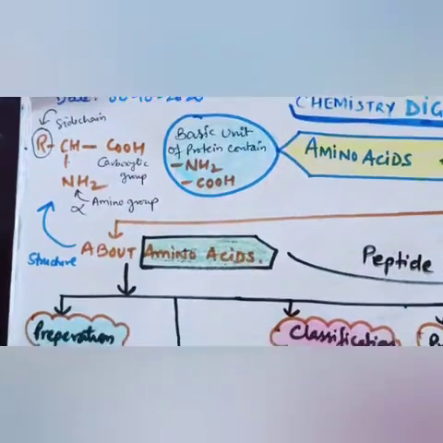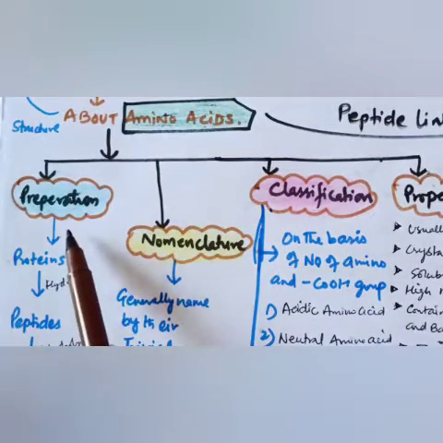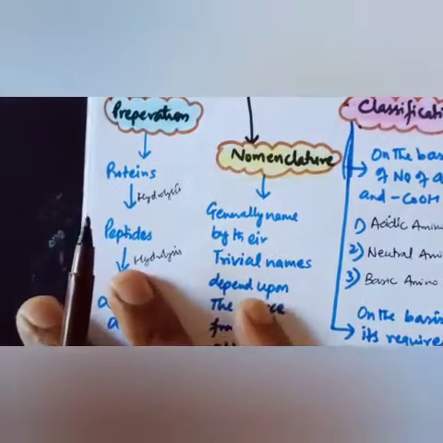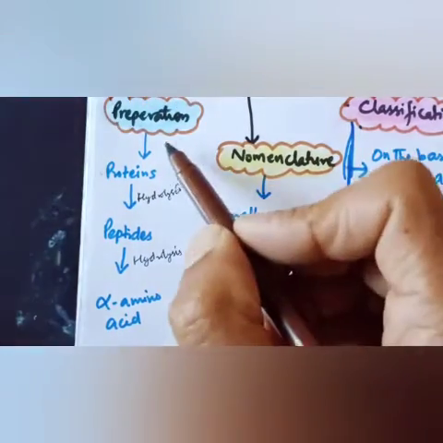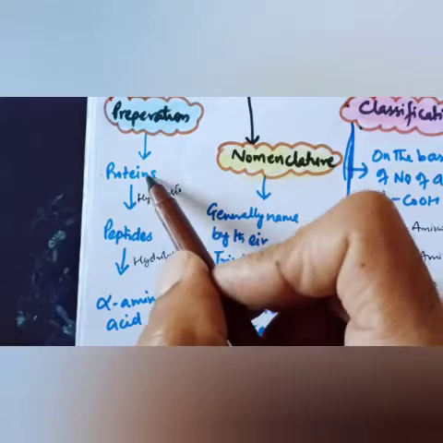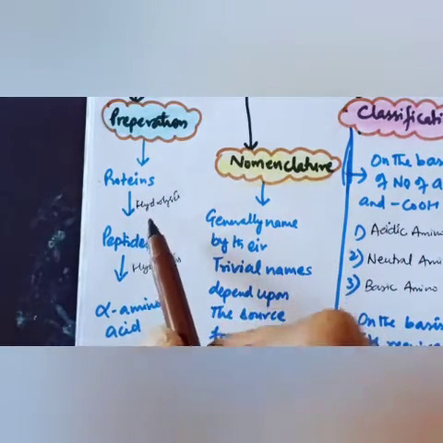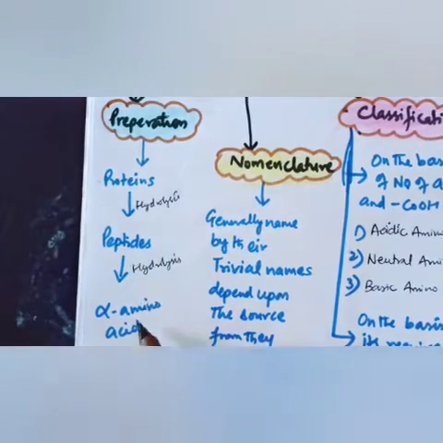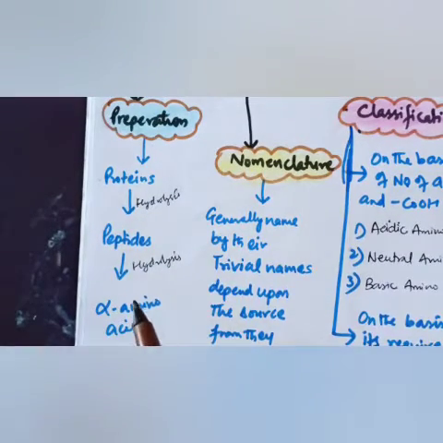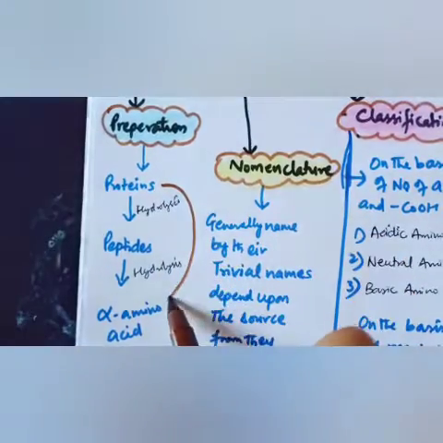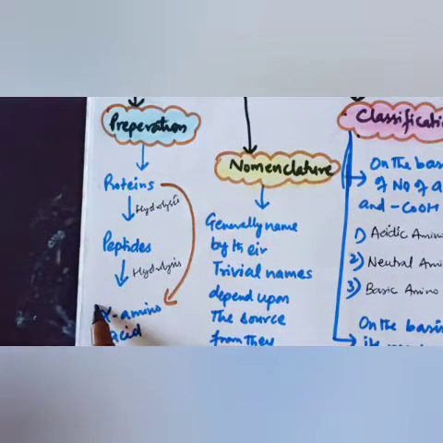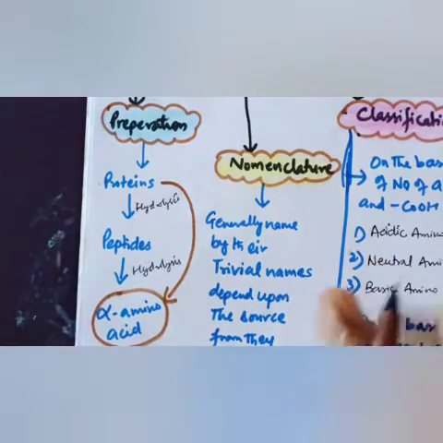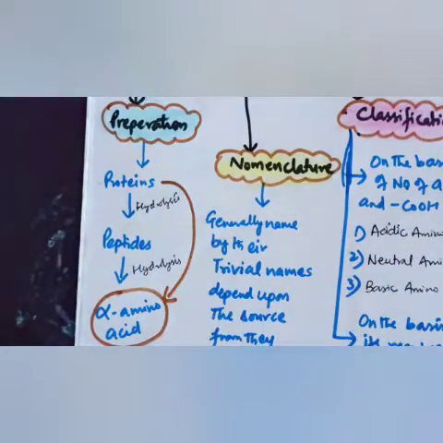Second, we will study preparation of amino acids, then nomenclature, classification and properties. Let's understand preparation first. It is very easy. Protein, when hydrolyzed, hydrolyzes into peptides, and peptides hydrolyze further into amino acids. It shows that the amino acid is the basic unit of protein, like glucose is the basic unit of carbohydrates.